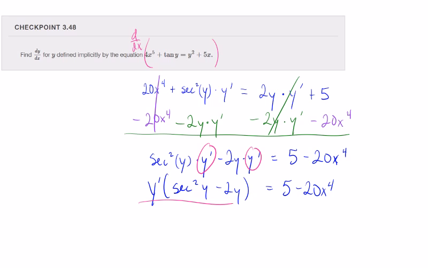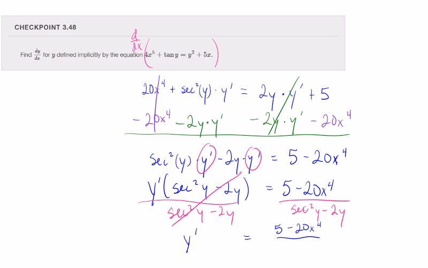And then we're going to divide everything by secant squared y minus 2y. And so we'll end up with y prime equals this expression here, which I don't see anything that we can simplify. I don't see any common factors that we can reduce by or anything like that. So that's our dy/dx.